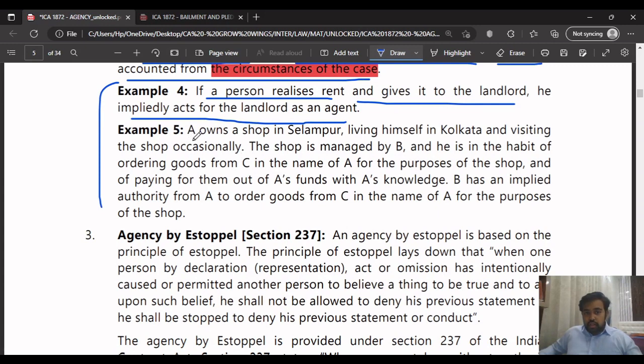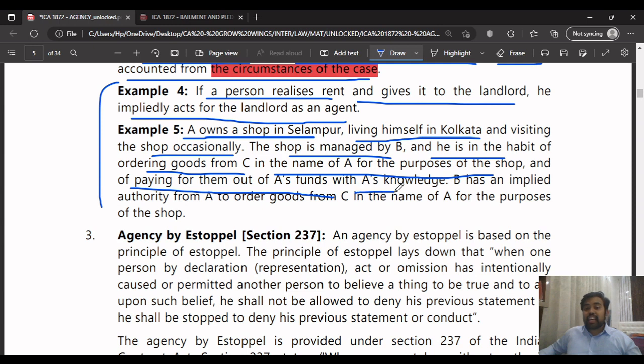Now coming to the next, example 5, this is very important. A owns a shop in Selampur, living himself in Kolkata, visiting the shop occasionally. The shop is managed by B, and he is in the habit of ordering goods from C in the name of A for the purpose of the shop and paying for them out of A's funds with A's knowledge. This is the important word in this entire example. If you miss this word, then you'll go wrong in answering the case if this example comes as a case study.